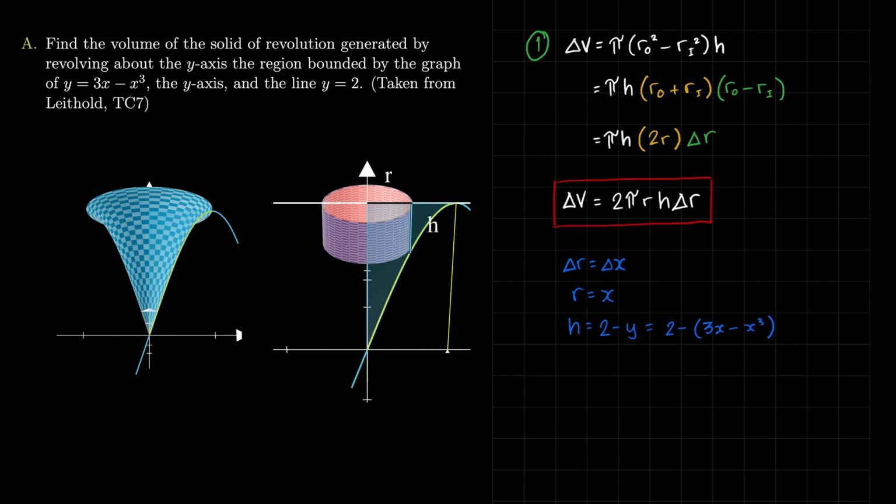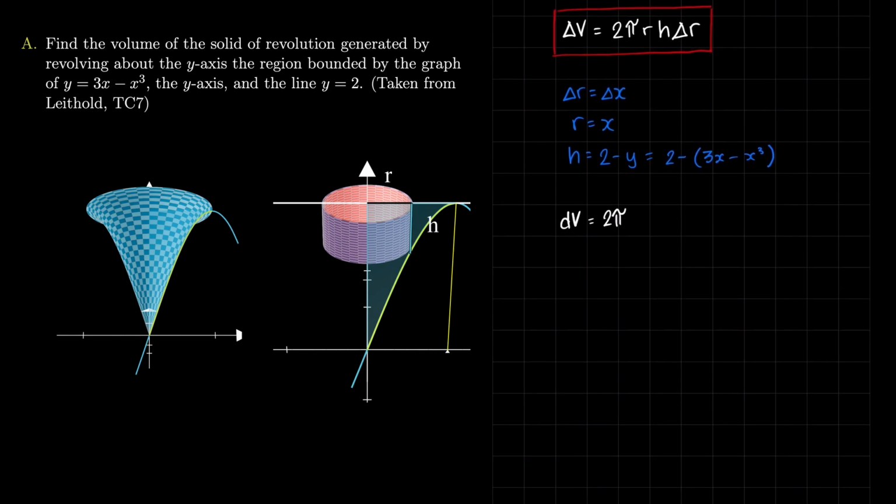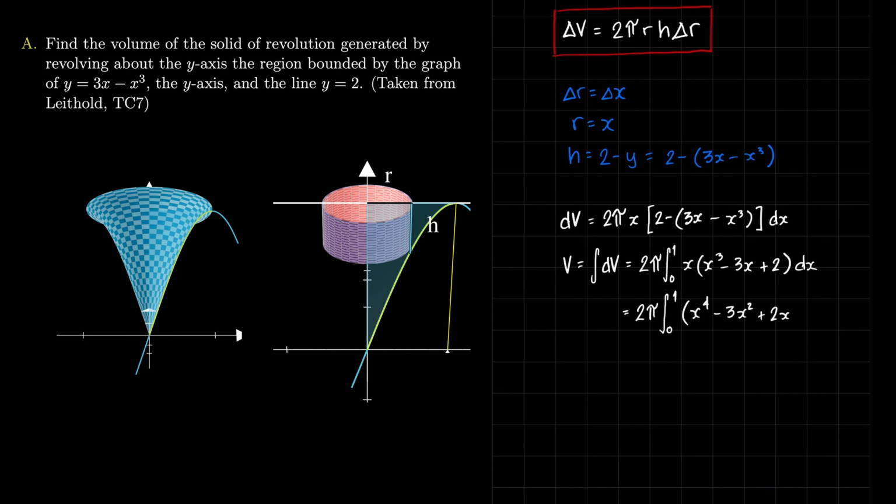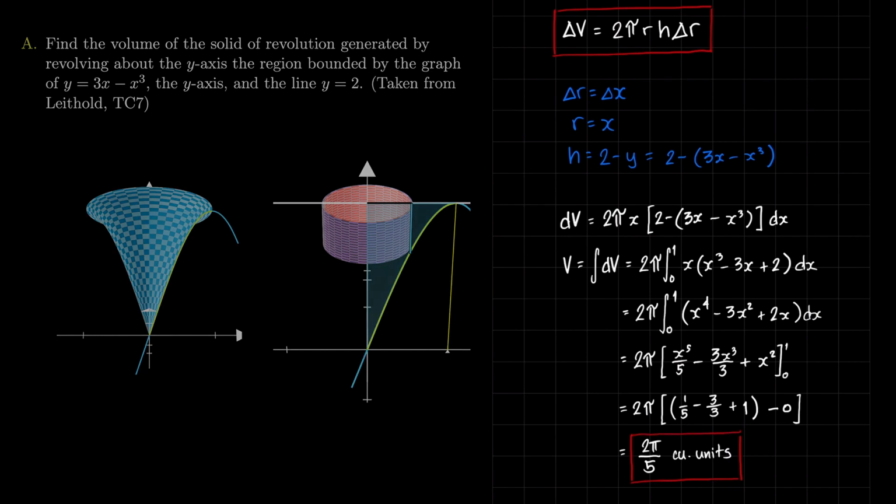Using the values above, masusulat natin na ang differential volume dV ay equal sa 2 pi x times the open bracket 2 minus the open parenthesis 3x minus x cubed. The total volume is the sum of all the differential volumes and is equal to 2 pi times the definite integral of x times the quantity x cubed minus 3x plus 2 evaluated from 0 to 1. At this point, the remaining steps are just an application of the power rule and the second fundamental theorem of the calculus, leading us to our result of 2 pi over 5 cubic units.